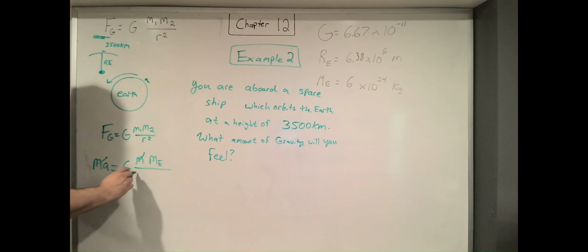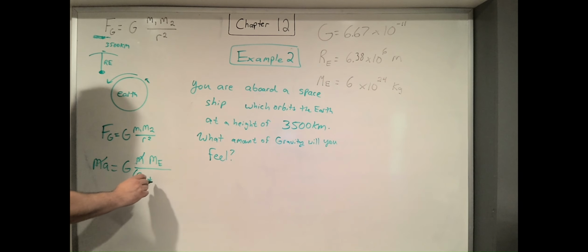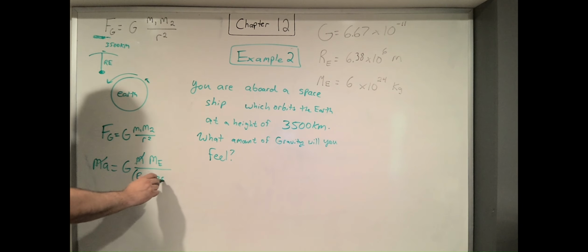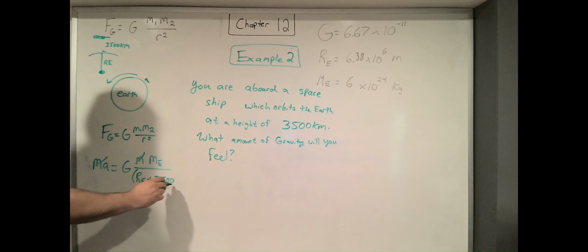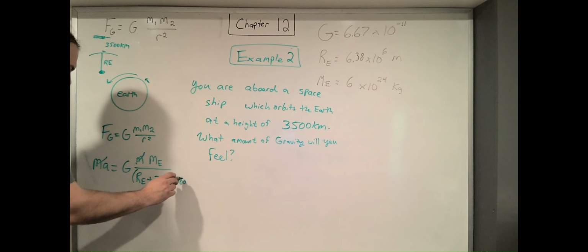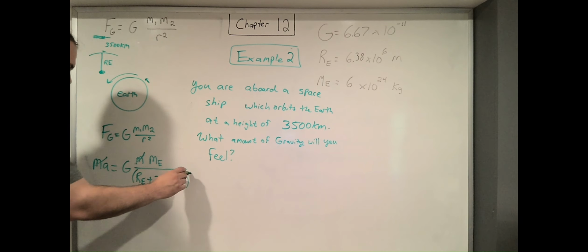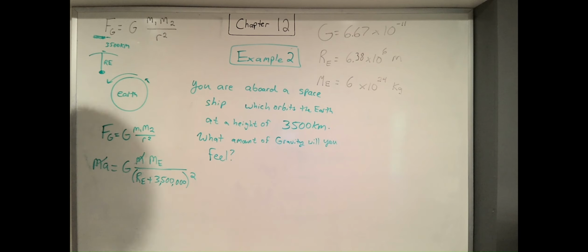That mass cancels. Here we would have the radius of the Earth plus you need to account for the 3,500 kilometers, but it's kilometers. We need that in meters. So you need to add another 3 zeros to make it meters, and you have to remember that that needs to be squared. Okay. That's how we'll figure out what the acceleration due to gravity is in that spacecraft.